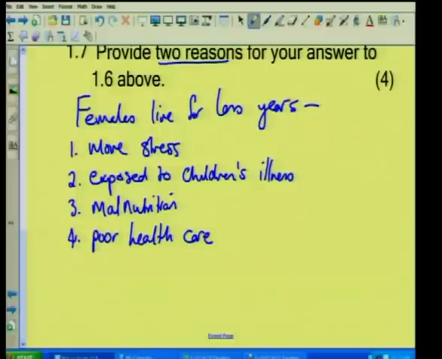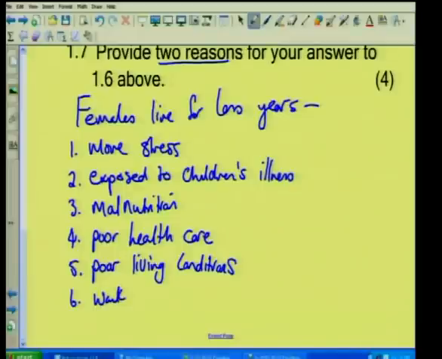So if the dads have gone to work in the mines or wherever they are working, they'll get very good medical care and attention. Here there's very little health care in the rural areas, very poor living conditions. And remember, the women work the fields. They're the ones that grow the food and clean and cook and do everything, so they work hard physically. Not to say that the men don't, but the women are working physically, with very basic care, and they're malnourished, which is probably the most important one, and they're exposed to children's illnesses. So here I've given you six. They wanted any two reasons and you would have got 2 marks for each of them.